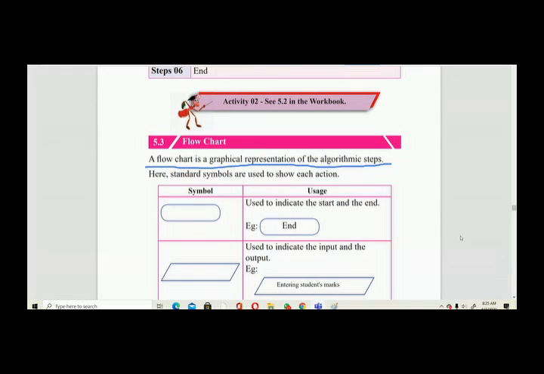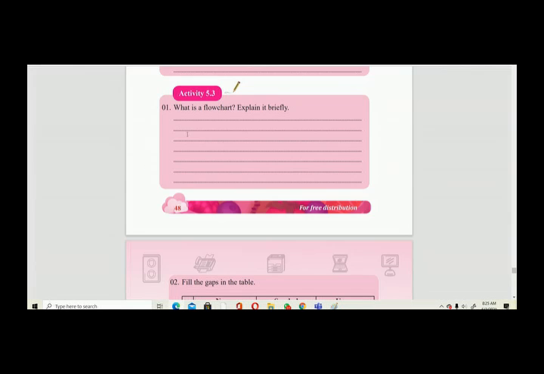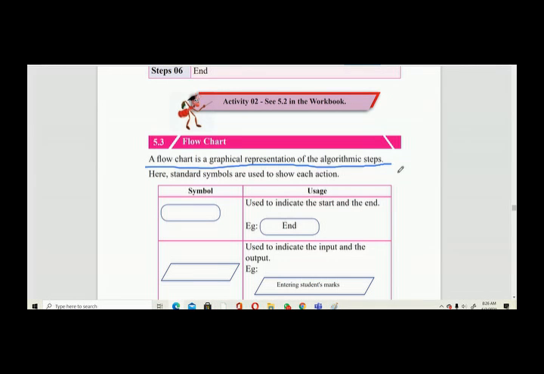I'm not saying anything. I'm just giving you time to write this answer for the first question in your workbook. So what is a flow chart? Explain it briefly. Quickly erase it and write it again. Others write this: a flow chart is a graphical representation of the... yes, quickly. I'll give you 1 minute.